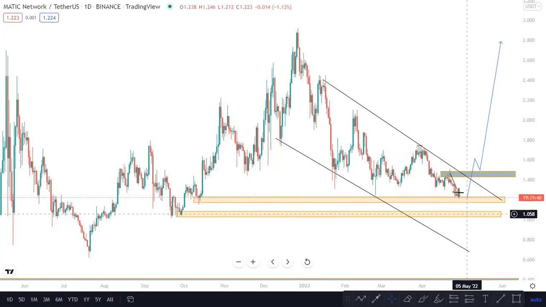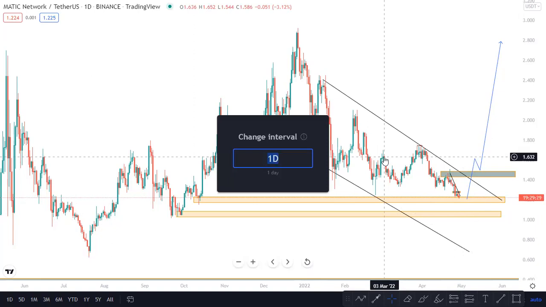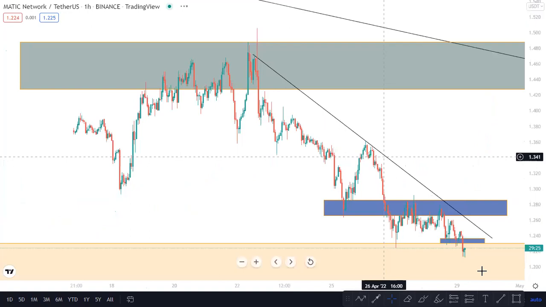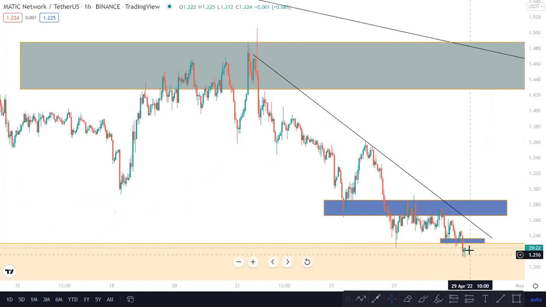So we won't be looking for sales until we break this zone again, or long term, we won't be looking for that. But short term, you can take entries in a downtrend and even in an uptrend, because you know that when we reject this key level, we take our shorts.